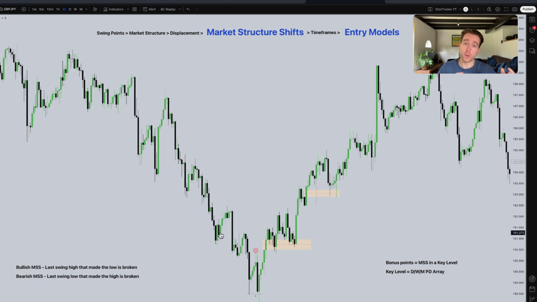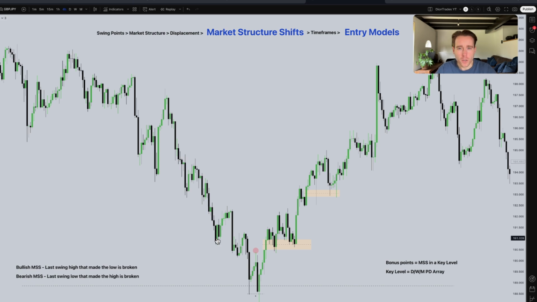And some bonus points here. When a market structure shift, so right here, is formed in a key level, you have a very strong market structure shift on your hands. And a key level is a daily, weekly, or monthly PD array. In ICT trading, it can be an old high or low, a fair value gap, an order block, a breaker. In this case, let's say we are just trading to an old daily low right here, and there we make the market structure shift. That is where the bonus points come in.